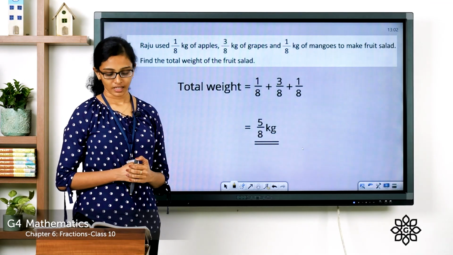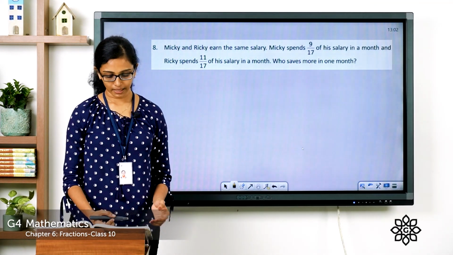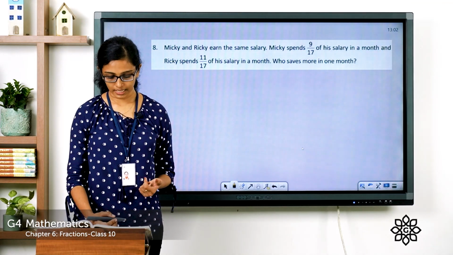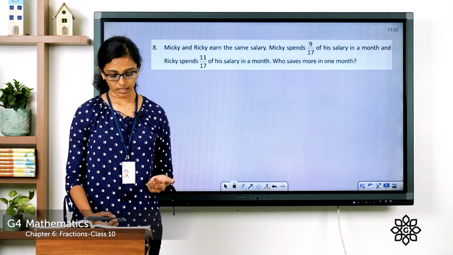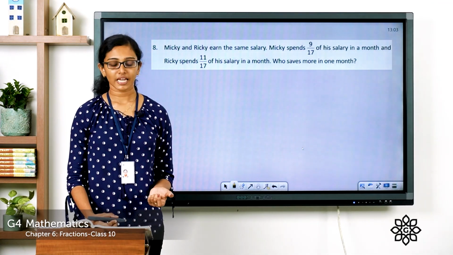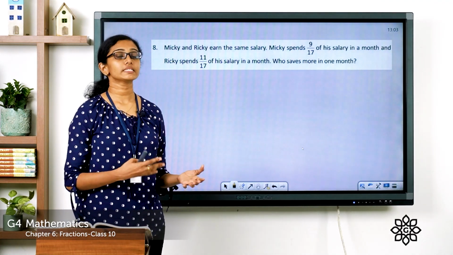Clear? Now the next question, Mickey and Ricky earn the same salary. Mickey spends 9 by 17 of his salary in a month and Ricky spends 11 by 17 of his salary in a month. Who saves more in 1 month? So who will save more?